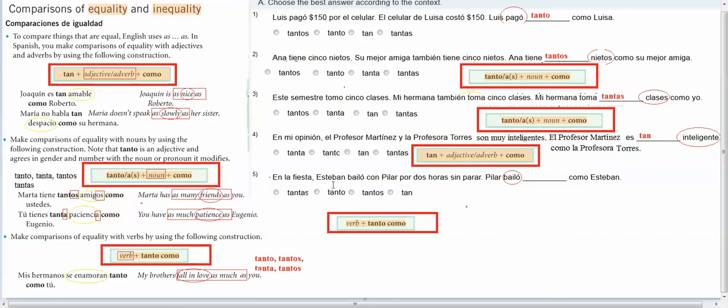En la fiesta, Esteban bailó con Pilar por 2 horas sin parar. Pilar bailó blank Esteban. So here we're talking about how much they danced. Since they were dancing together, however much Esteban danced, Pilar danced as well. So we want to say Pilar danced as much as Esteban, which would be bailó tanto como Esteban.